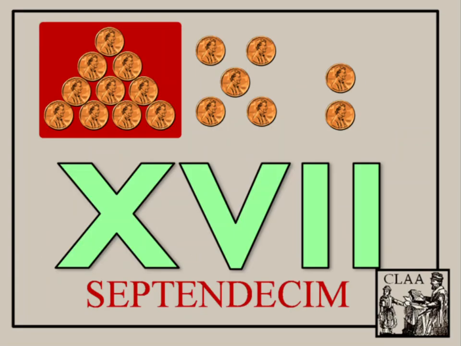The Latin for the number 17 is septendecim. The name septendecim comes from the word septem, which means 7, and decim, which comes from the word decem and means 10. Septendecim means 10 and 7. You can see that the number septendecim is made of one set of 10, one set of 5, and 2 units more. This is septendecim.